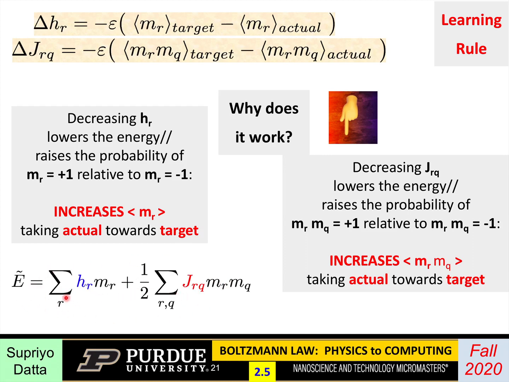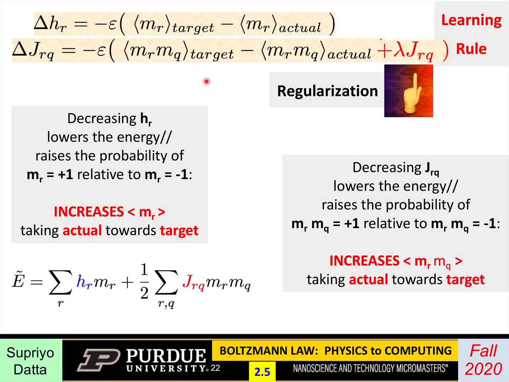Often in the physics literature, they define it with a minus sign here. So it is minus H_R M_R and minus J_RQ. And if you do that, of course, this learning rule wouldn't have these minus signs here, just because they would be part of the H and J. But the basic logic is the same. And in the literature, you'll see a lot of more rigorous derivations of these learning rules. But what I wanted to show you here is how you can intuitively understand why it works.